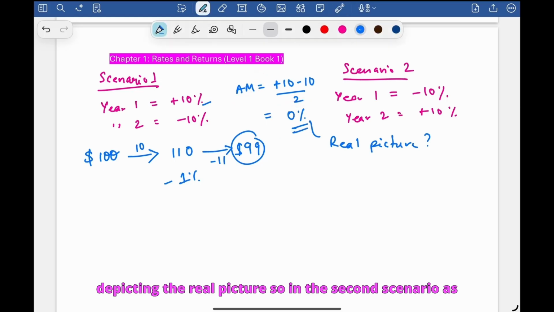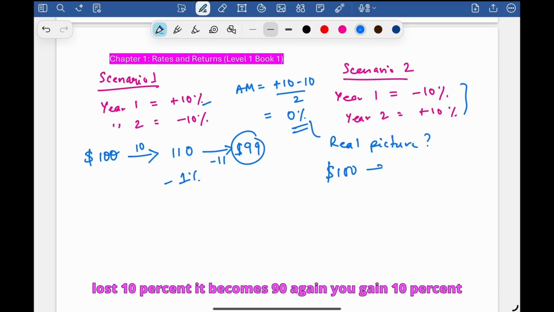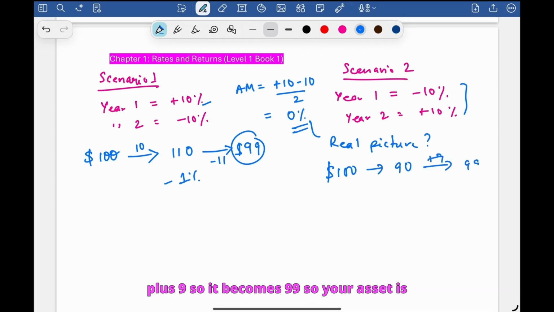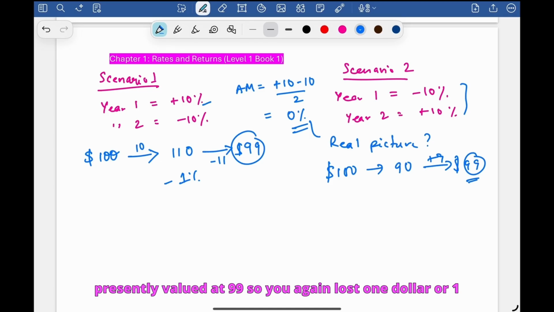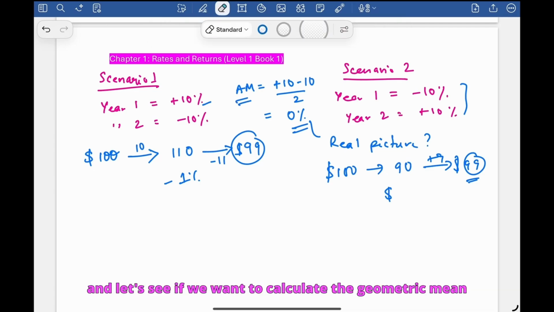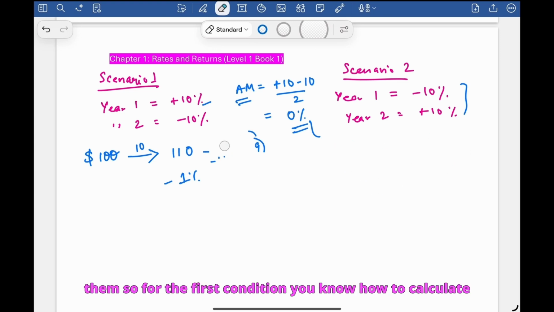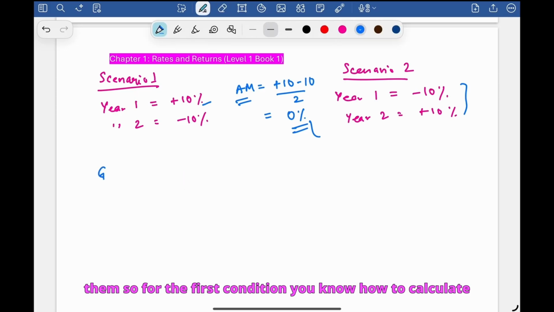So in the second scenario as well, $100, you lost 10%, it becomes 90. Again you gain 10%, plus 9, so it becomes 99. So your asset is presently valued at 99. So you again lost $1 or 1%. So by conclusion, I can say that arithmetic mean does not give you the real picture, but geometric mean takes care of that. And let's see, if we want to calculate the geometric mean, what should the value be for each one of them. For the first condition, you know how to calculate it right now.